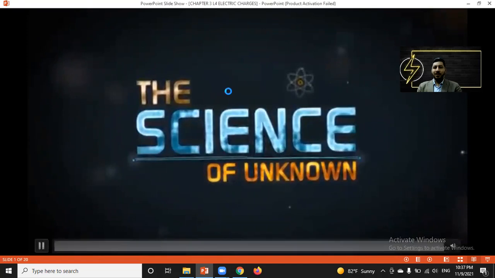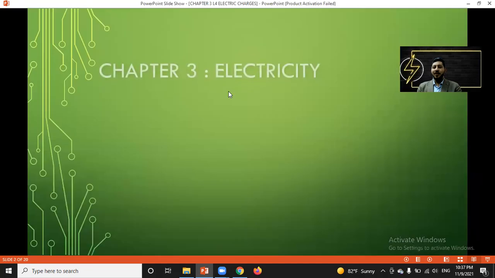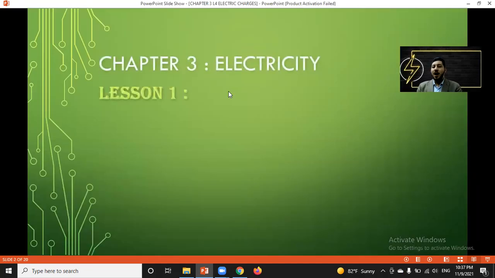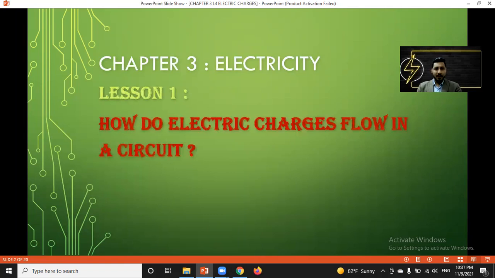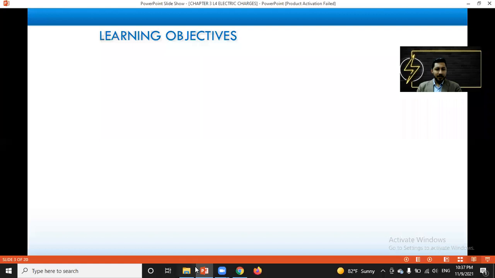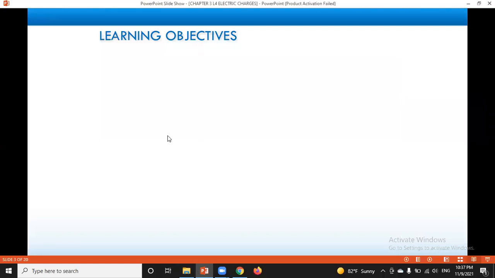Today, guys, we will start talking about electricity, and we will start with lesson one: how do electric charges flow in a circuit? First, our learning objectives: we will know how electricity is transferred in a circuit.